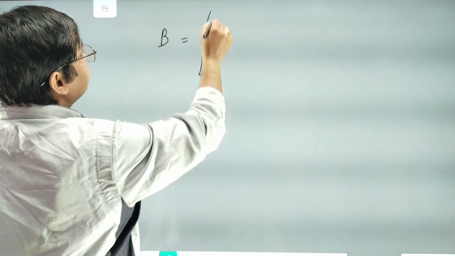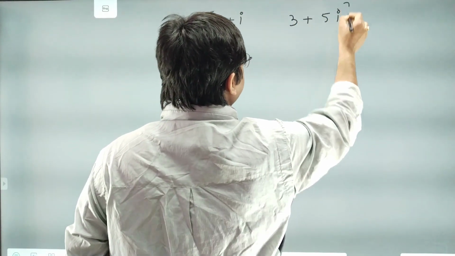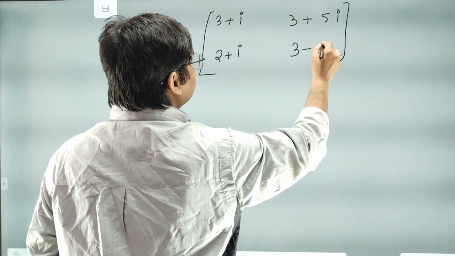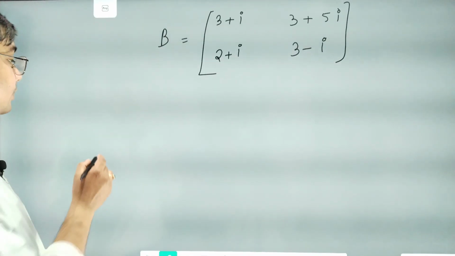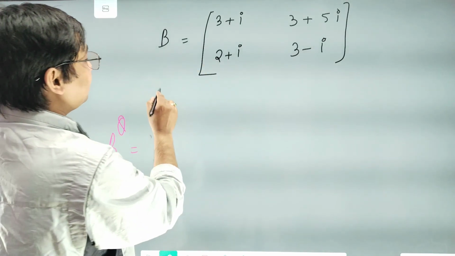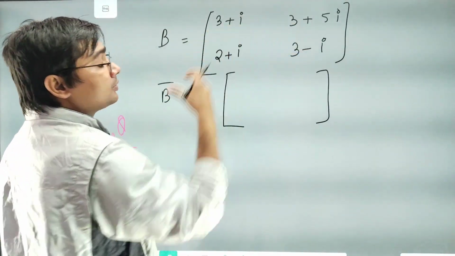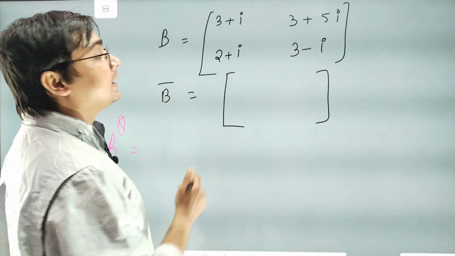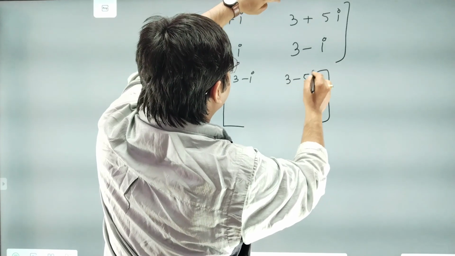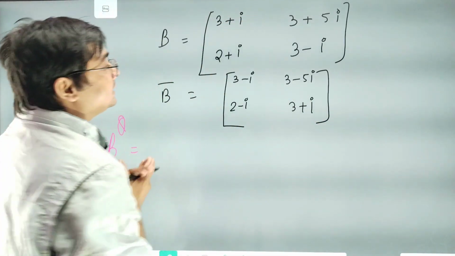So suppose B is a matrix whose elements are these: 3, 5i, 2 plus i, and 3 minus i. Suppose this is our B, and suppose we need the transpose conjugate of this B. Then you find B bar, the conjugate of B. Then what will be the conjugate of this B? You just take the conjugate of all the elements. So the conjugate of this one will be 3 minus i, here will be 3 minus 5i, here will be 2 minus i, here will be 3 plus i. So this is the conjugate of this matrix B.